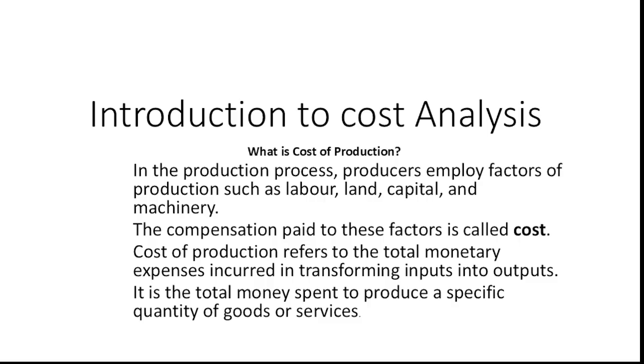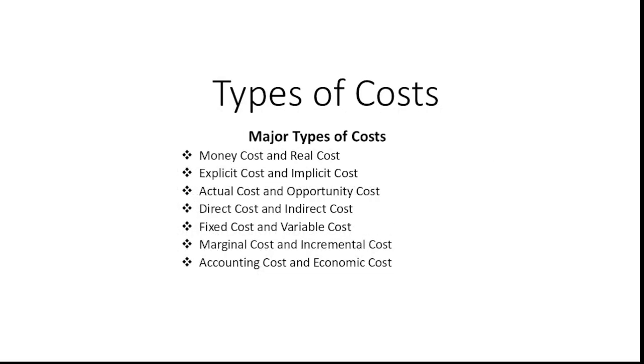Okay. Next we will learn about the different types of cost. The first one is the money cost and the real cost. What do we mean by money cost and real cost? When the cost is expressed in terms of money, it is called money cost. It relates to the money expenditure by the firm on various factor inputs to produce a commodity.